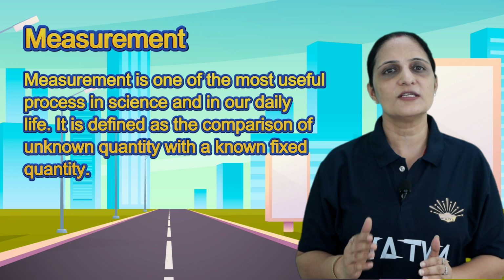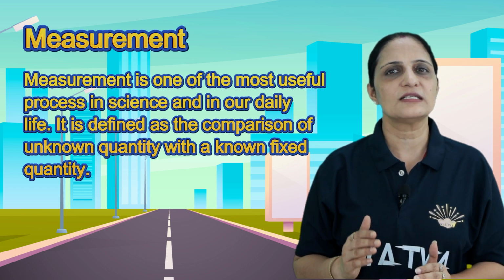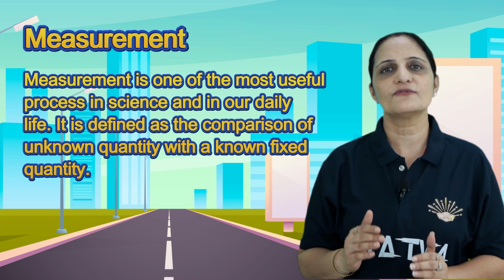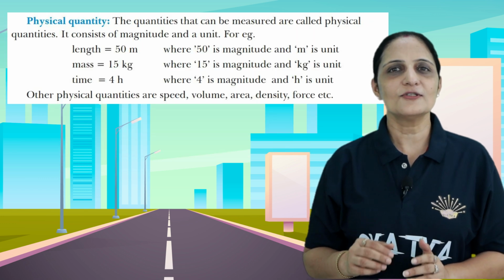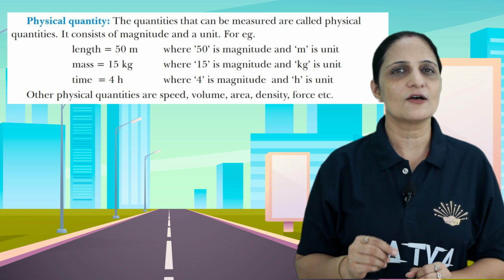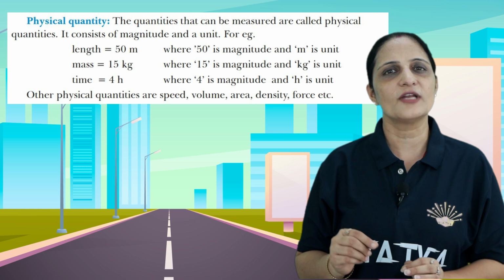Now let us come to the definition of measurement. Measurement is one of the most useful processes in science and in our daily life. It is defined as a comparison of an unknown quantity with a known fixed quantity. Physical quantity. The quantities that can be measured are called physical quantities. It consists of a magnitude and a unit. For example, length is say 50 meters.